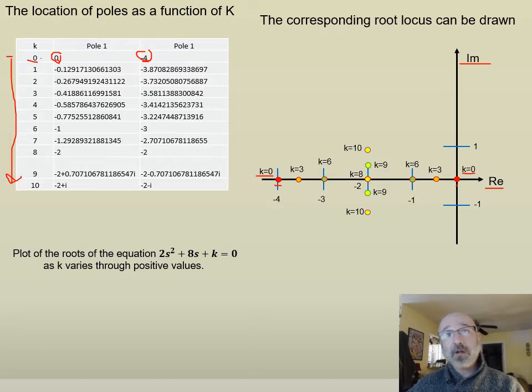Now I've only plotted out a couple of these just so we can see what's going on. Then I'll jump over to k is equal to 3. When k is equal to 3, I have a pole at -0.4 and -3.58. So here is my -0.4, my -3.58 value there. Then I jump up to k equals 6, and I have a -1 and a -3 root there. So there's my k equals 6 at -1 and -3.